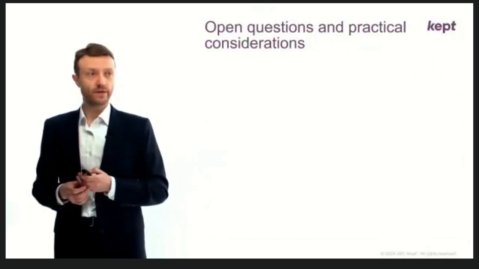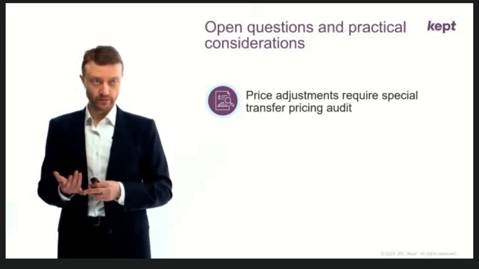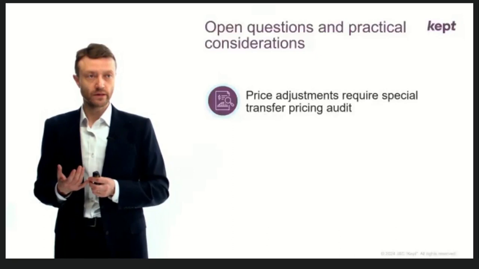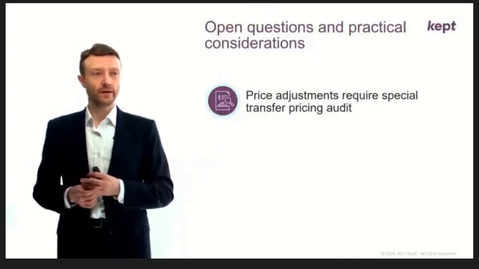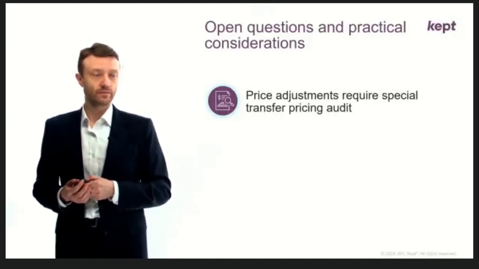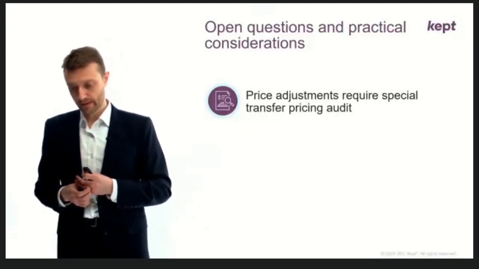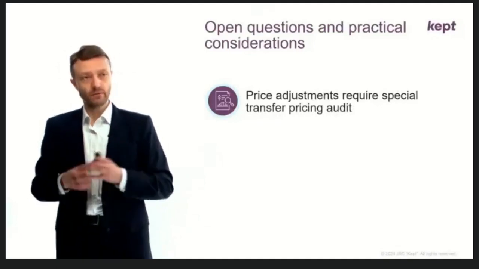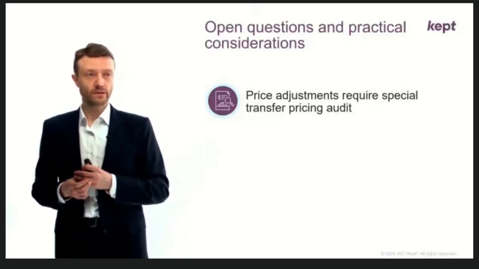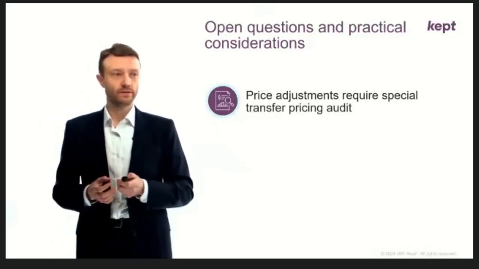A few things to note in this context. First of all, transfer pricing adjustments require a special transfer pricing audit, which is not easy. It's not that a local tax inspectorate can carry out a transfer pricing audit. No, it is required that the central federal tax service be involved. So it's likely that transfer pricing adjustments will only affect, obviously, businesses that are subject to transfer pricing audits and are closely looked after by the central federal tax service.